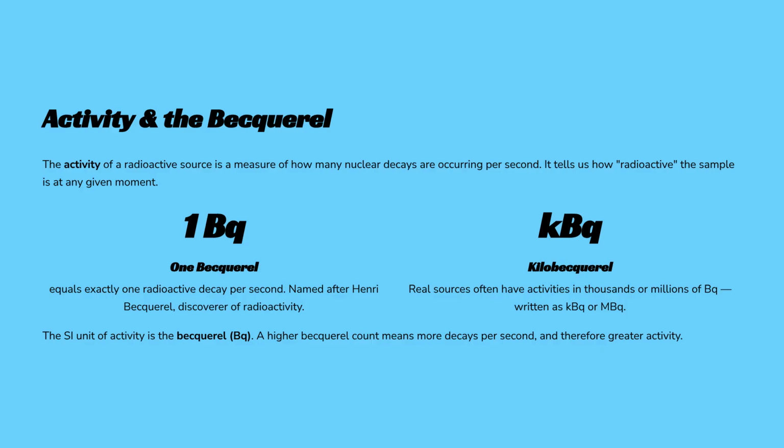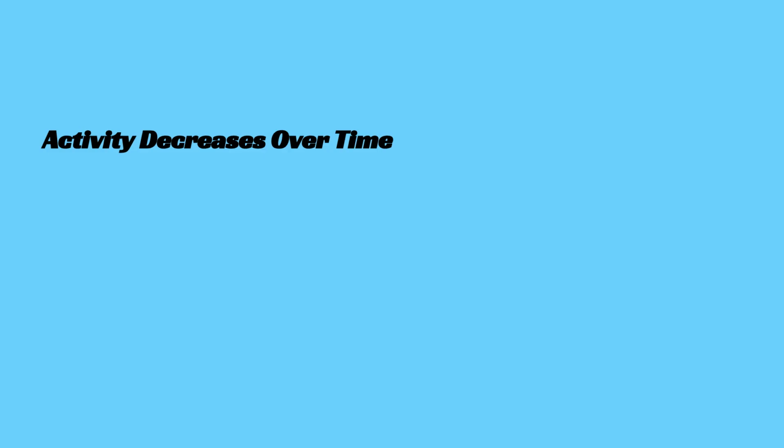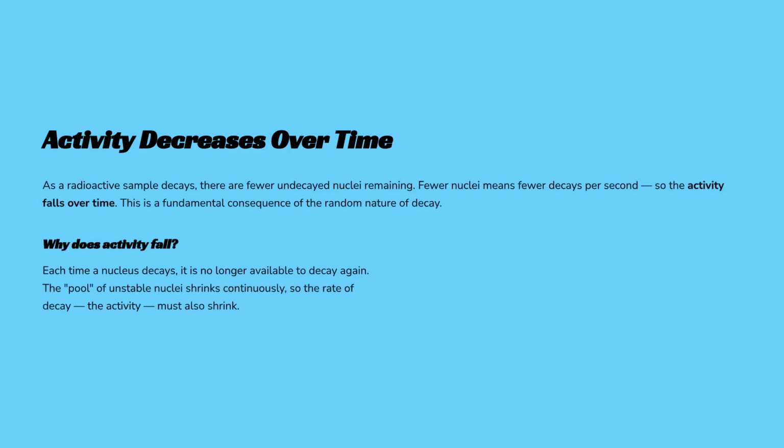Activity is measured in the SI unit, the becquerel, where 1 becquerel equals 1 decay per second. Often, we use kilobecquerels or megabecquerels for more active samples. As a sample decays, the pool of unstable nuclei shrinks, causing the activity to fall over time. Activity is directly proportional to the number of remaining nuclei, meaning they share the same half-life.